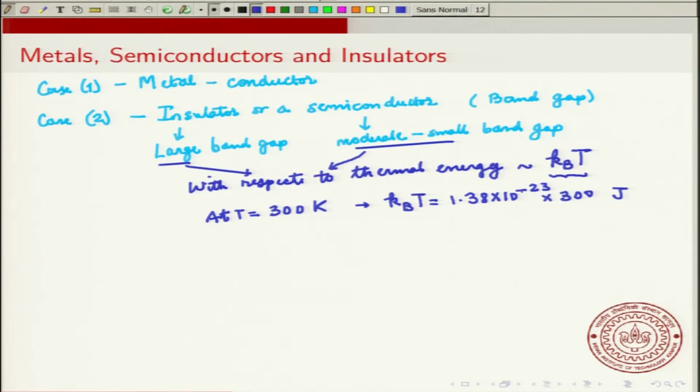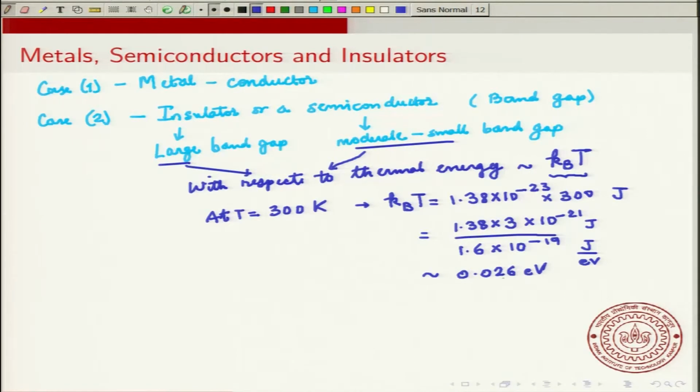And I can write this as 3 into 10 raised to minus 21, divided by 1.6 into 10 raised to minus 19 joule per electron volt. So this will give me the value in electron volts, and this works out to about 0.026 electron volts. So the thermal energy in electron volts is typically of the order of 0.026 electron volt.